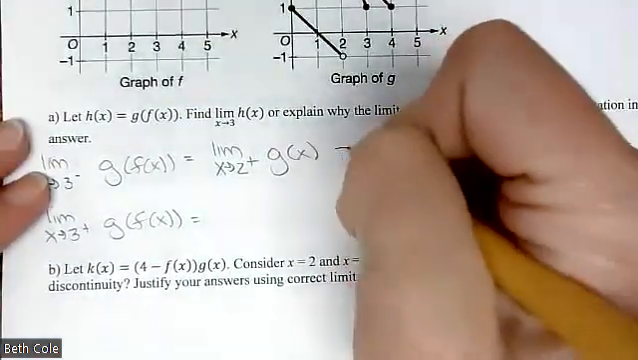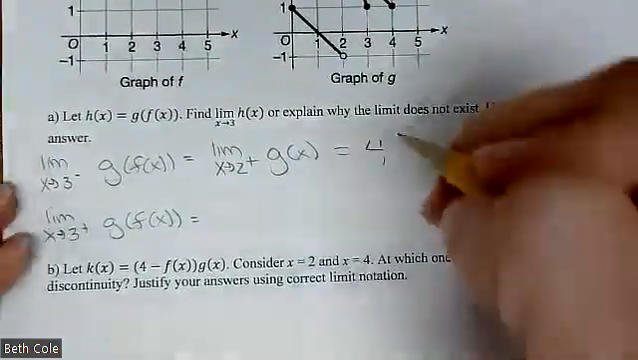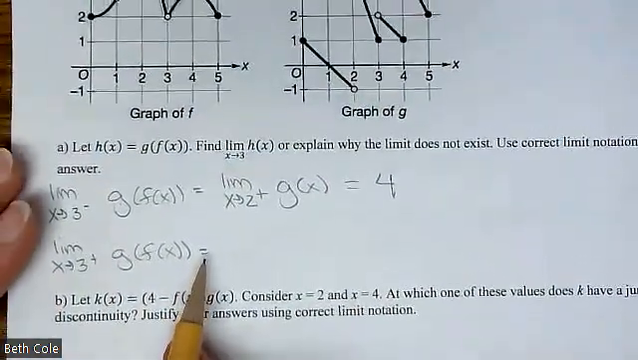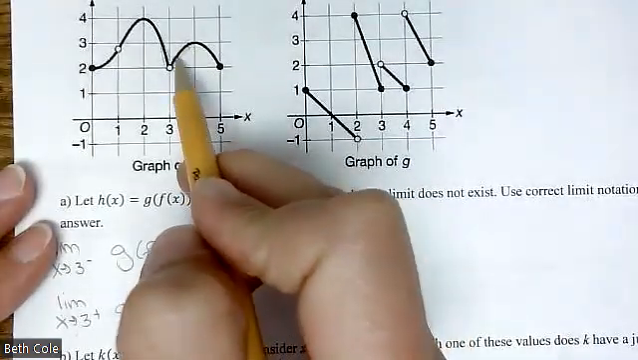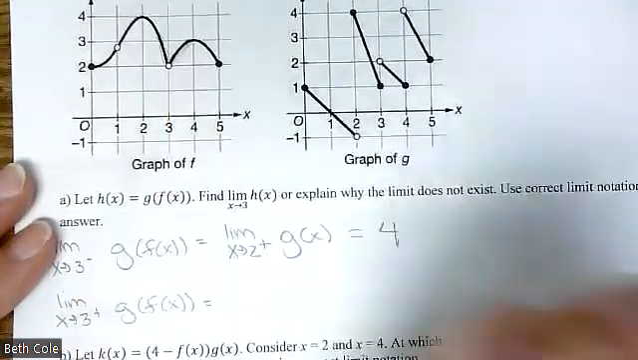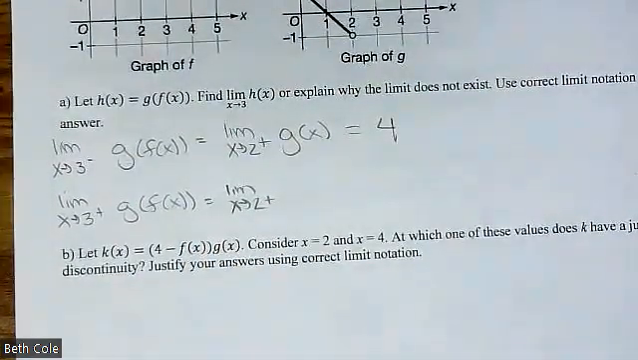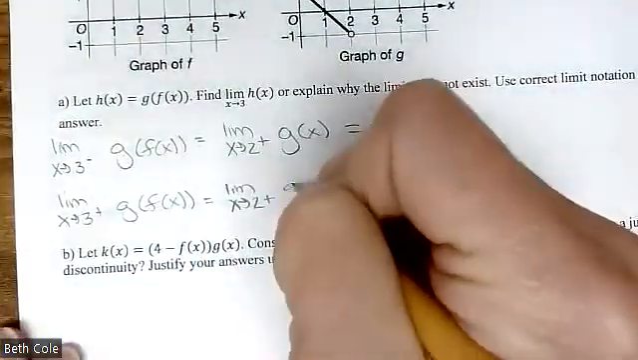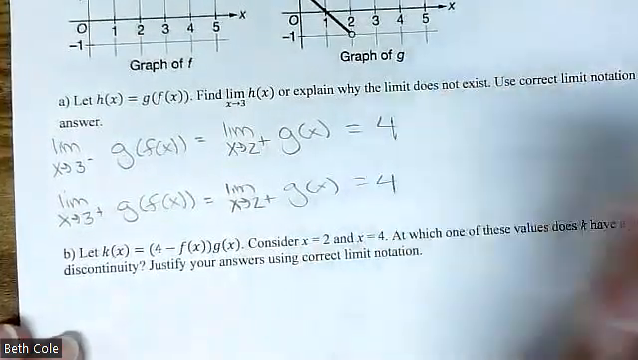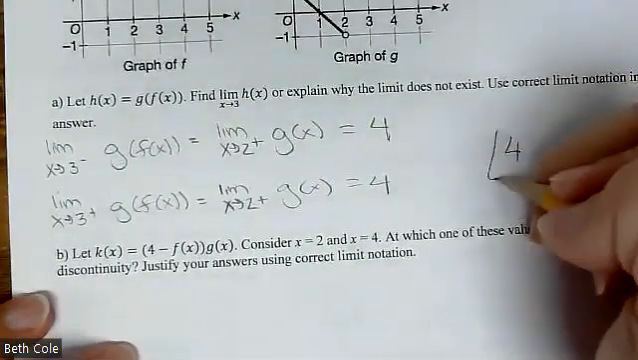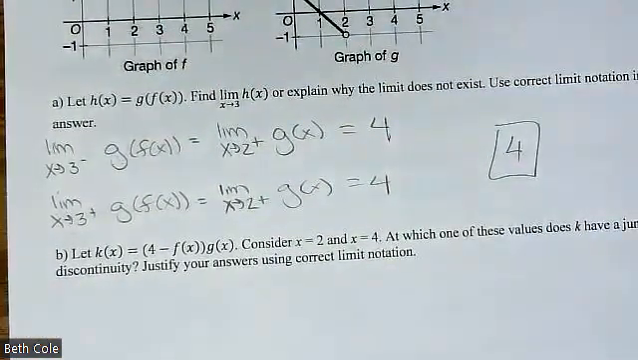And we just said 2 from the right goes to 4. And then this one's going to come out to literally the exact same thing because both sides of this are doing the same thing. So limit as x goes to 2 from the positive side, from above, of g of x equals 4. And so your answer is 4, but you have to write all that.